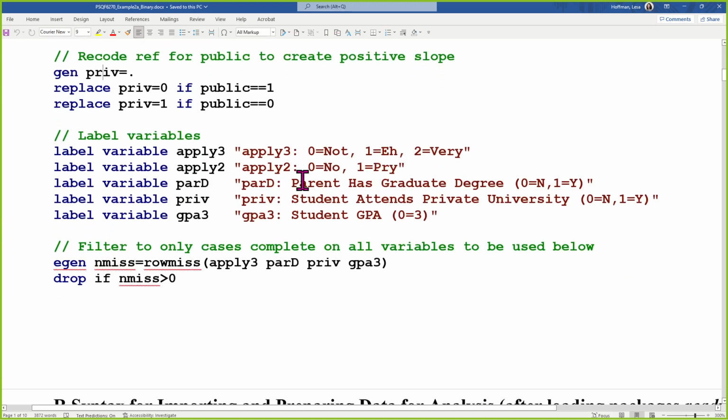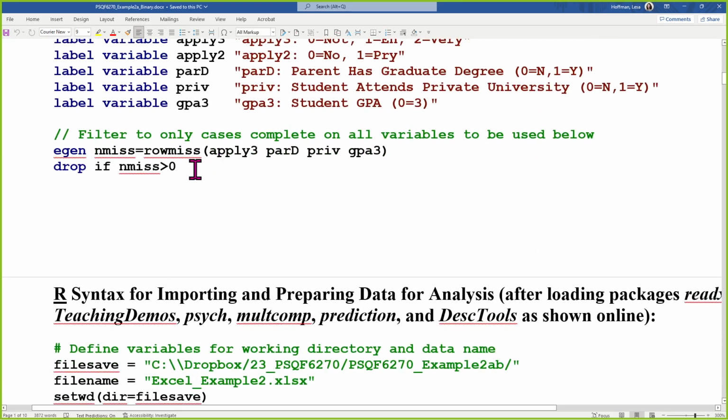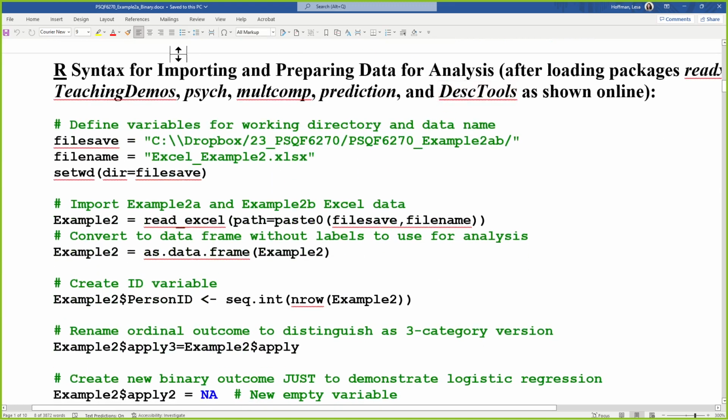Labeling the variables as good hygiene and subsetting my data set to only the cases that are complete, because the program's going to do that for you anyway. In R, I have the packages that I'm using here. This one's just going to be GLM, which is a base function, and a couple of extra ones that I downloaded for extra pieces of that.